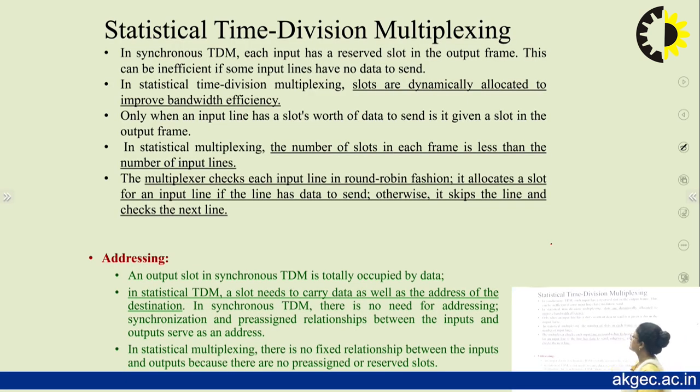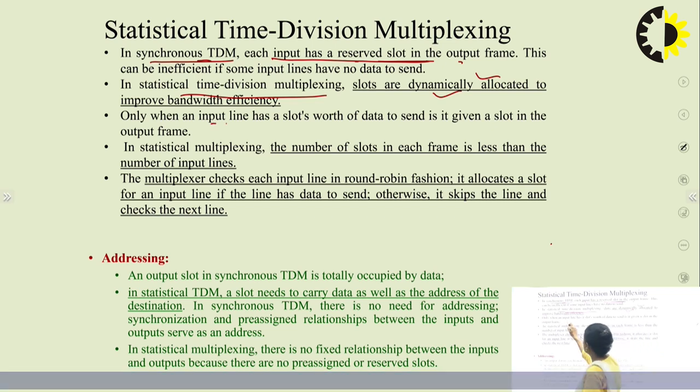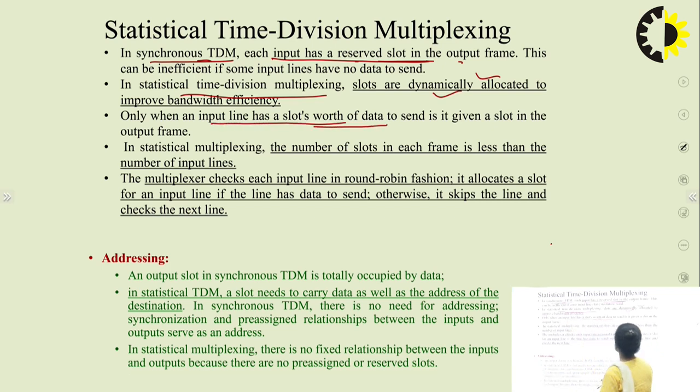The next is statistical time division multiplexing. What is the difference from time division multiplexing? In synchronous TDM, we have seen that each input has a slot. But in statistical time division multiplexing, the slots are not reserved beforehand, but they are dynamically allocated to improve bandwidth efficiency. Only when an input line has data to be sent will a slot be reserved in the frame.